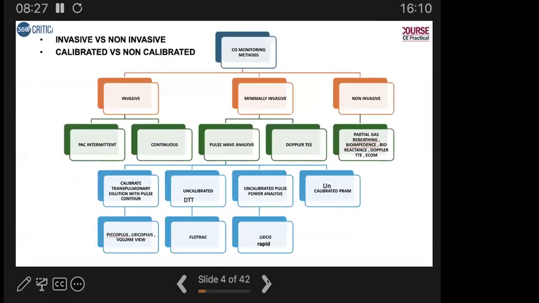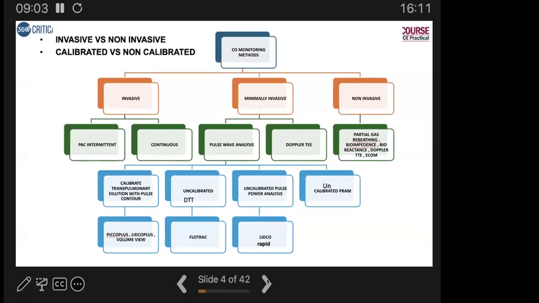Okay. When you see the calibrated devices, the most common minimally invasive calibrated devices are Pico Plus, Litco Plus, Volume View. As she rightly said, we have to externally calibrate these devices. And some of the uncalibrated, or what we can call self-calibrated devices, are FlowTrack, Litco Rapid, and PRAM. These are some of the uncalibrated or self-calibrated devices. Based on the patient-specific nomograms, they adjust and calibrate themselves.